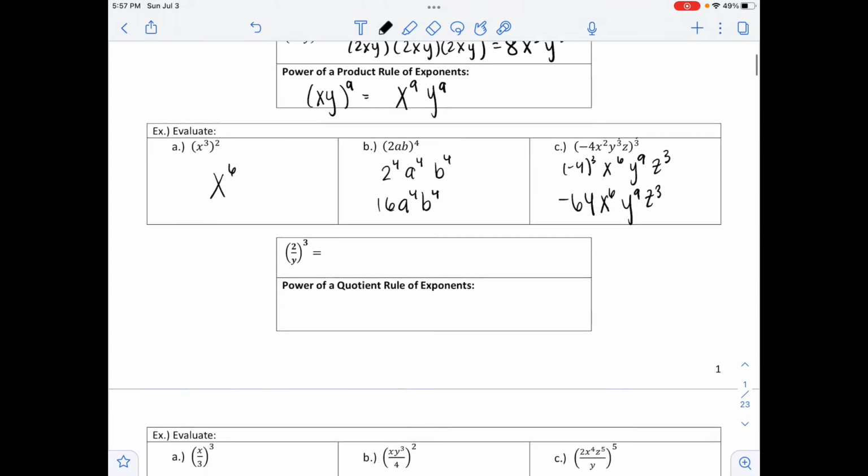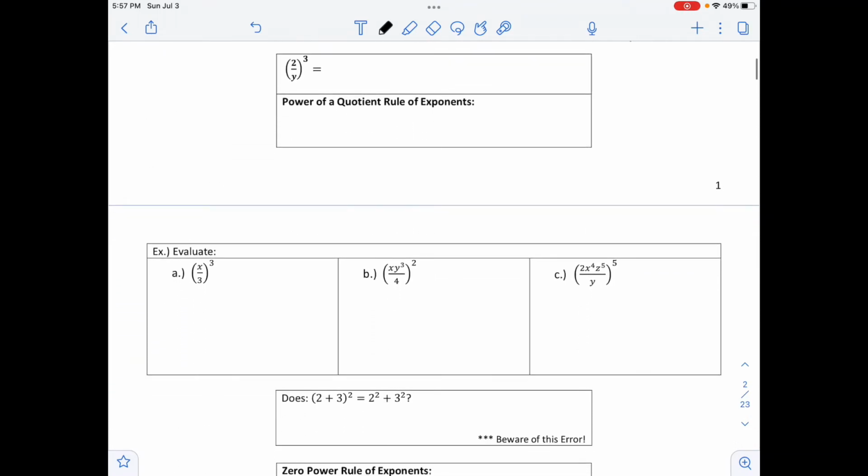The next property that we're going to try to derive from this example of 2 over y to the 3rd is going to be the power of a quotient rule. And so we have 2 over y times 2 over y times 2 over y. Writing that 3 times since that's what our exponent is. And so 2 times 2 times 2 is 8 over y to the third. And so in general, the power of a quotient rule is going to be x over y raised to the a power is going to be x to the a over y to the a.